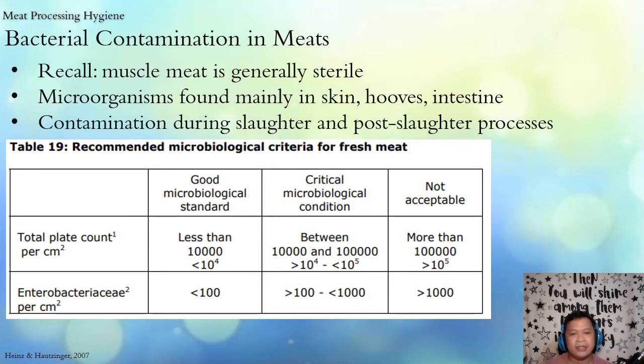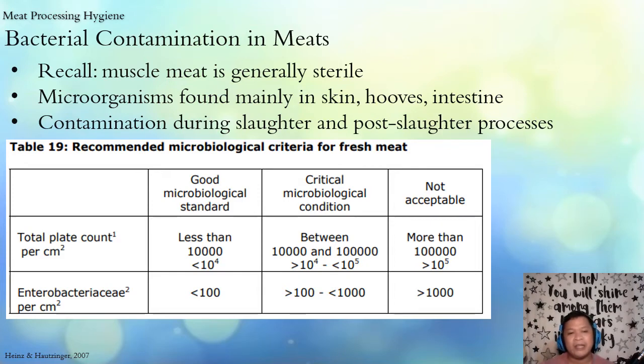So generally, a good microbiological standard for aerobic plate count or total plate count is less than 10 to the 4 for fresh meat. And for Enterobacteriaceae, that's less than 100 per square centimeter, no? So this is surface swabbing. Okay, and then of course, between 4 and 5 log CFU is critical, and greater than 5 for APC is not acceptable. For Enterobacteriaceae, between 100 to 1000 is critical, and greater than 1000 is not acceptable.